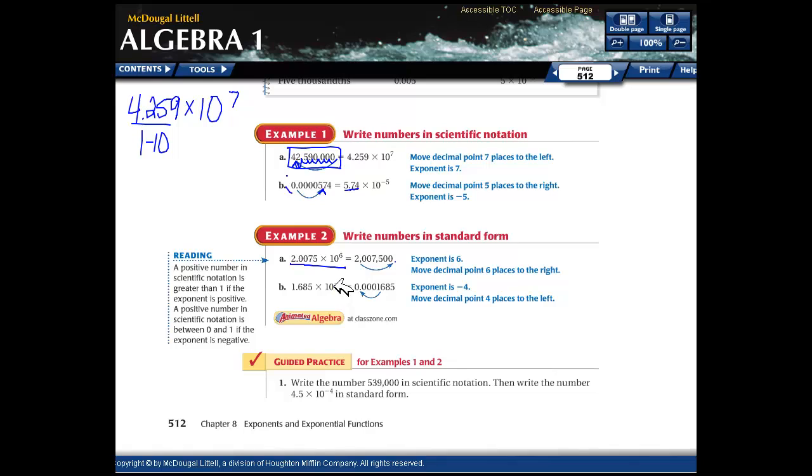B, 1.685 times 10 to the negative 4th. This, yes, we're moving a decimal 4 times, and because it's negative, that should tell you that you should end up with a number less than 1, which means I'm going to have to move it to the left to make it a very teeny tiny decimal.